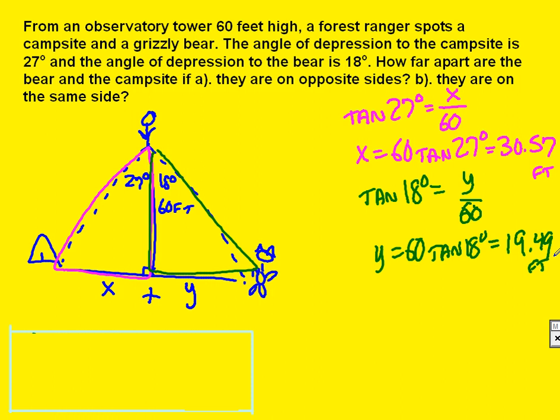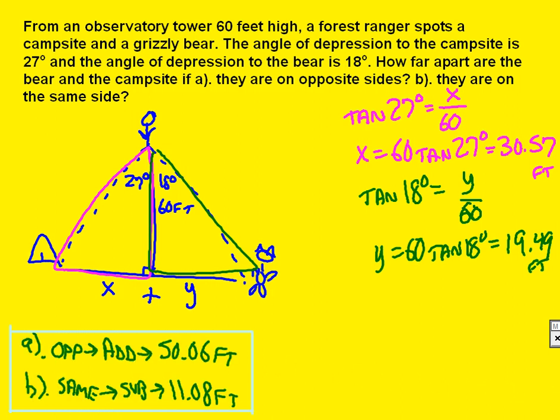Now, to find two different answers: if they're on opposite sides, all I'm going to do is add my x and my y value, like I said here. When I need to find them on the same side, I'm going to subtract my x and y answers. And then I'll get my answer there, which is about 11.08. So those are your two answers. If it's opposite, you add your two values. If it's the same, you subtract your two values.